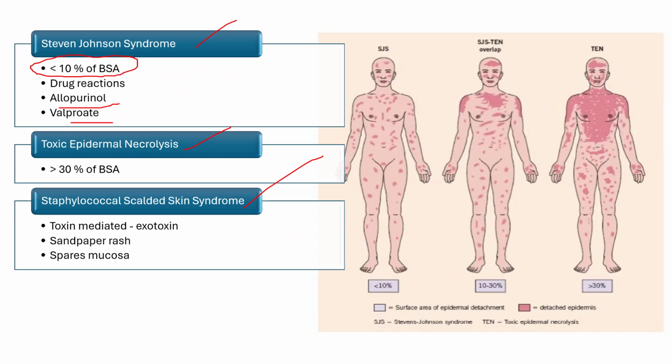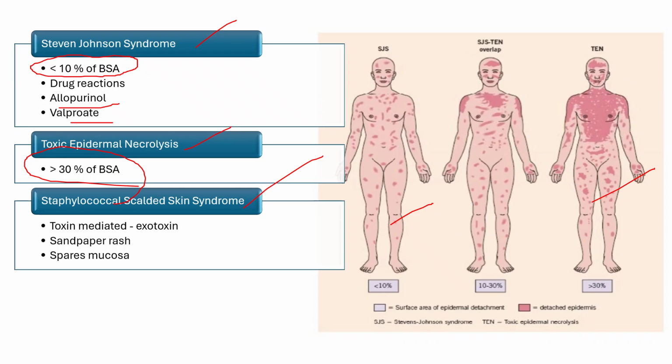If it's less than 20% of body surface area, it's called Stevens-Johnson syndrome. If it involves more than 30%, it is called TEN. In between that, it is SJS-TEN overlap. Just like you can see in this image, less than 10%, more than 30%. More than 30% is toxic epidermal necrolysis. These are all drug reactions, usually drug reactions.